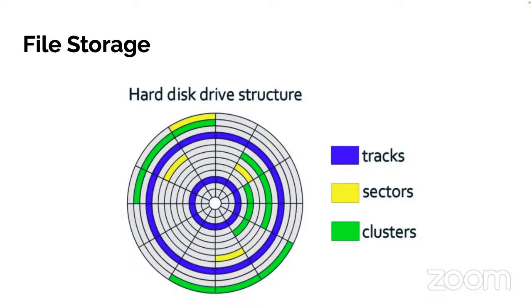A cluster, shown here in green, is a logical storage unit on a disk that contains contiguous sectors. When a disk is partitioned, the number of sectors in a cluster is defined. Clusters can have 1 to 128 sectors. Tracks, shown in blue, are thin concentric bands on a disk that store sectors where data is stored.